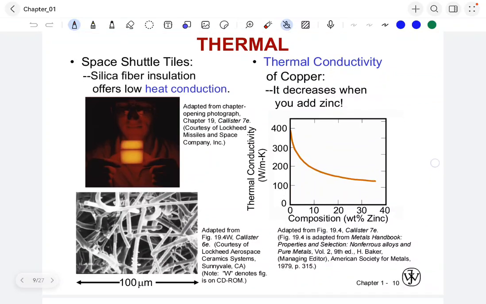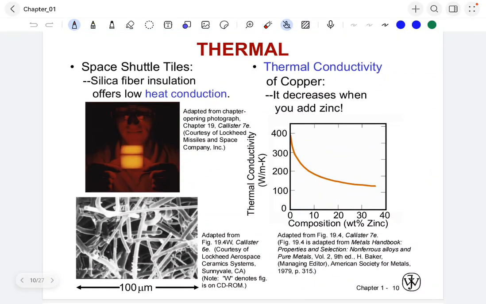Moving to the thermal. As you can see in here, the space shuttle tiles, silica fiber insulation, usually offers low heat conduction. Moving to the next one, which is the thermal conductivity of copper. It usually decreases when we add zinc to it. So the more zinc we add, the more the thermal conductivity decreases.